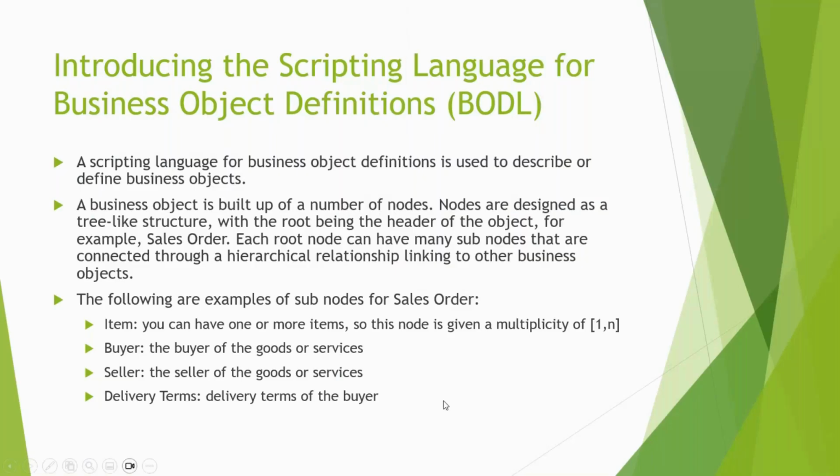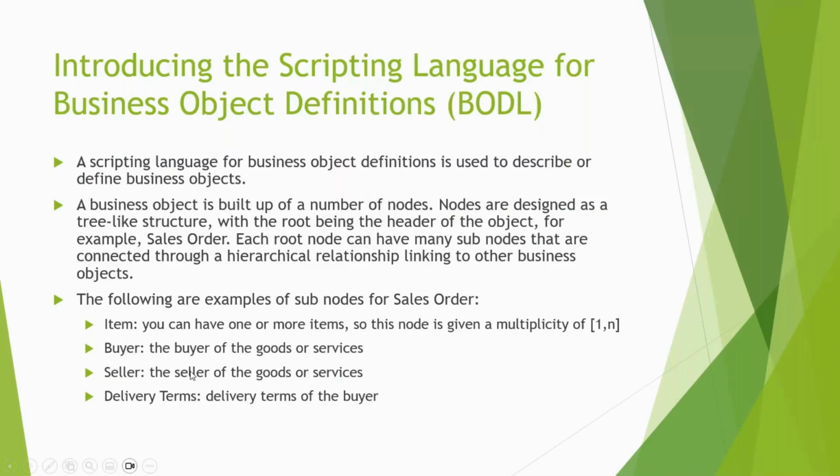Similarly, if you take a sales order, in the sales order we have items, buyer, seller, and delivery terms. Here we can have multiple items for a single sales order, so we can define the item as a subnode, and under that item node we can have item ID, like a product ID, and then quantity and price. Those things will be repetitive, right? So if there are any repetitive things, we can define them as child nodes, subnodes.